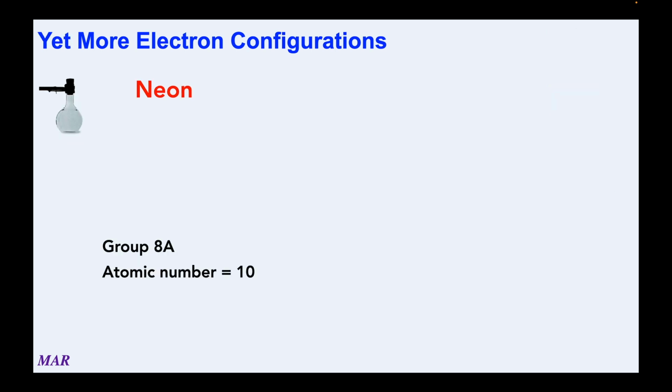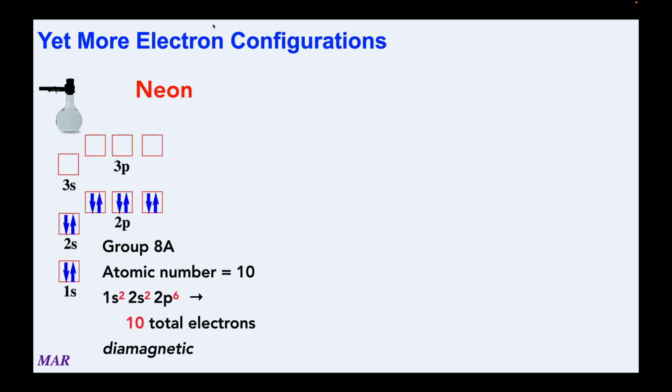When you get to neon, you have 10 total electrons. That's 1s2, 2s2, 2p6. And at this point, all of the electrons are paired up. Everything has a pair. So neon is definitely diamagnetic. All right, no interest in magnetic fields.